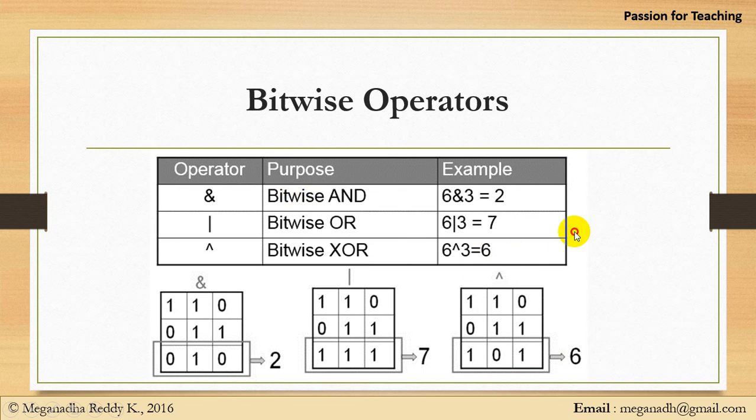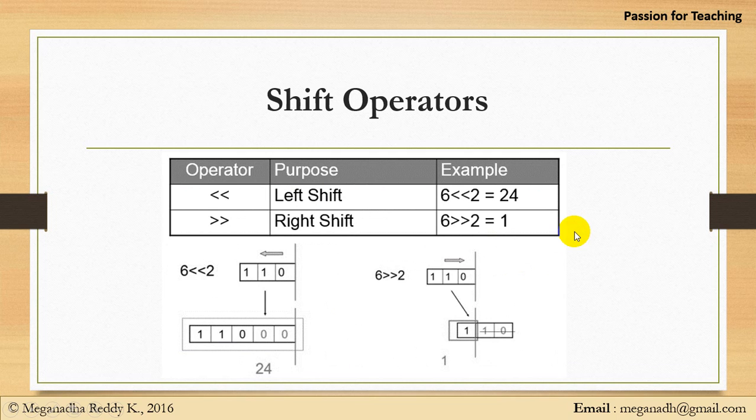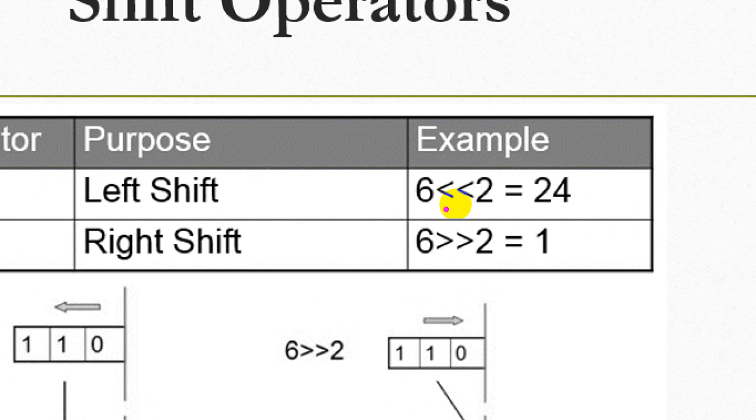Okay, so let's go to the next one, shift operators. Bitwise and shift operators, we don't use them frequently in our day-to-day programming, but let's try to understand. This is called the left shift operator, and this is called the right shift operator. The first one is the left shift operator, and the second one is the right shift operator.